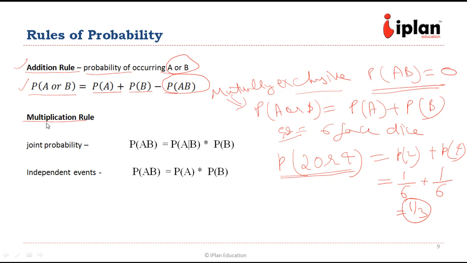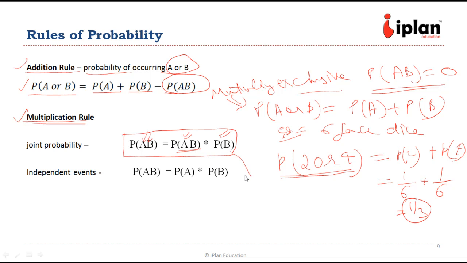Now let us move to the multiplication rule. As we have already seen from the definition of conditional probability, the probability of both the events A and B occurring simultaneously is equal to the probability of A given B, which is the conditional probability, multiplied by the probability of event B.